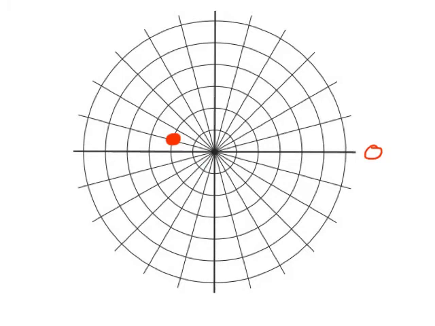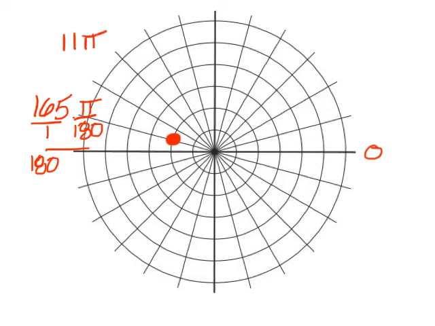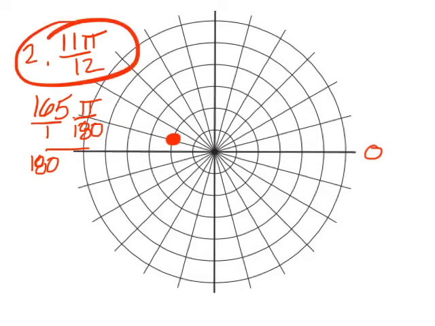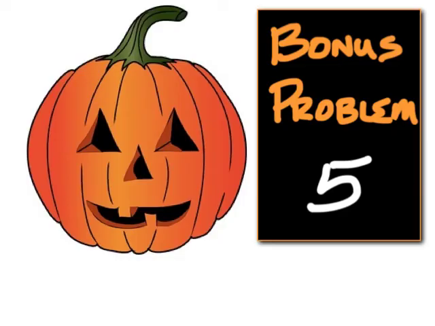For the practice problem, this degree measurement is 180. Therefore, the one behind it should be 165. So if we convert this to radians, we multiply by pi over 180. That would be 11 pi over 12, and this one goes out 2. So it's 2 and 11 pi over 12.